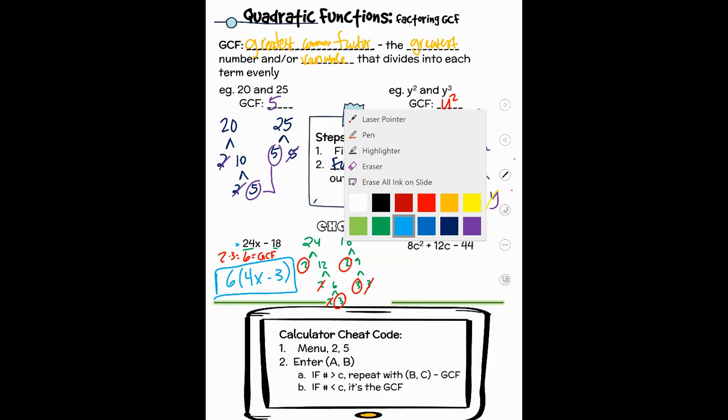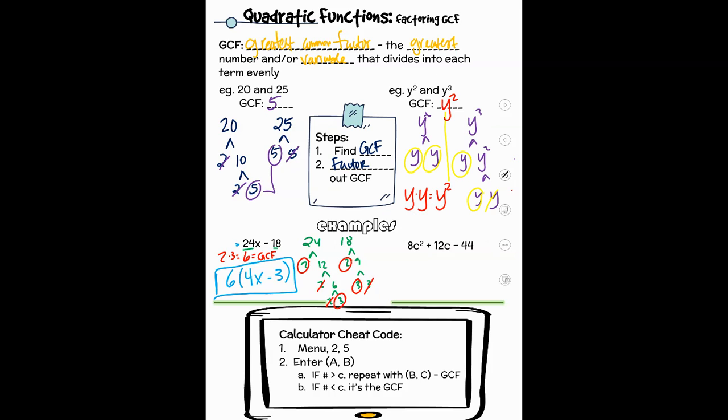Here you're going to have to do the trees for 3 numbers and compare. I'm not going to do it all the way, but once you do, your greatest common factor is 4. Factor it out. What times 4 gives you 8? 2c squared plus 3c minus 11.